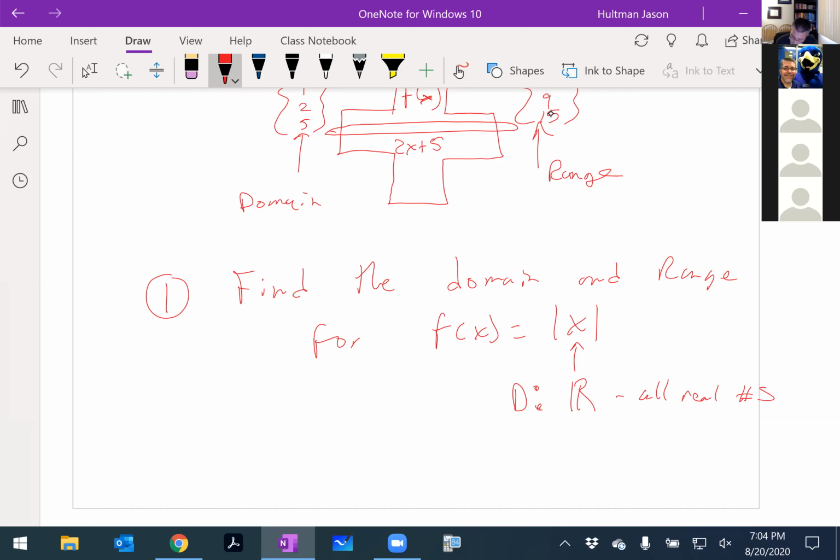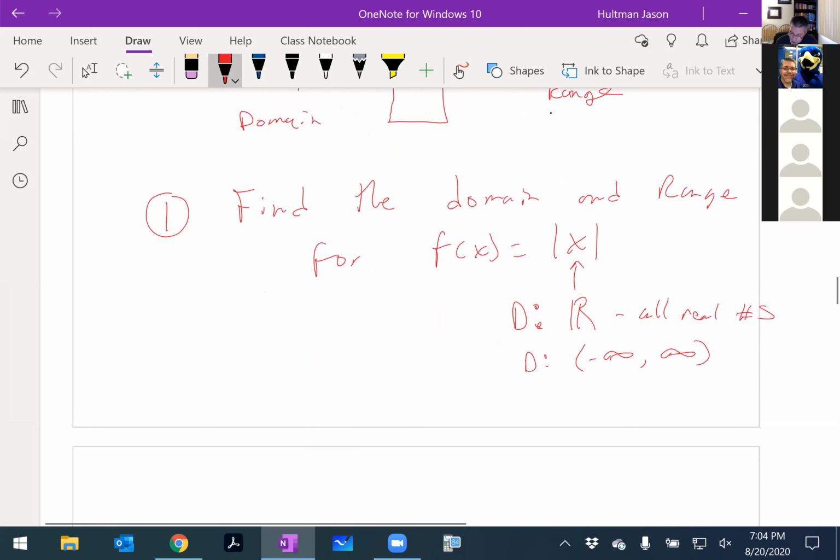We could write it in interval notation. The domain goes from negative infinity to positive infinity. We could also do it in set notation. Set notation looks like this. It's a little fancier. We use these curvy brackets.